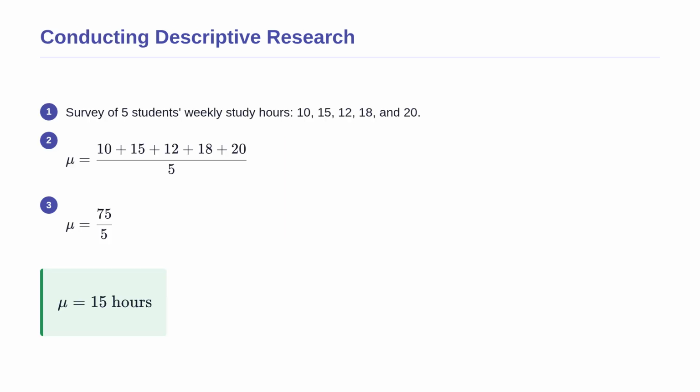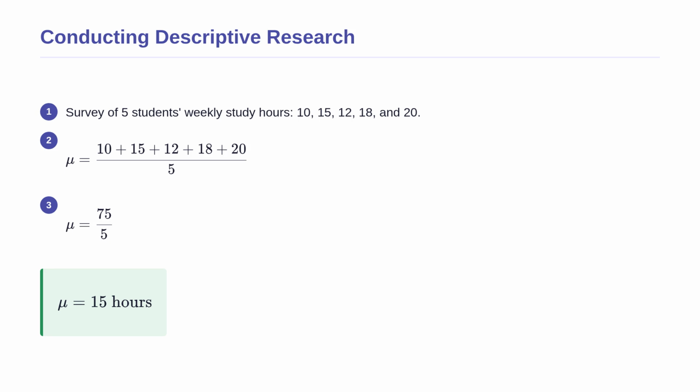Before we move on, let us see this with a concrete example. A university administration wants to understand the current study habits of its freshman class. They simply want to describe the current situation, not why it happens. They survey 5 random students and find they study 10, 15, 12, 18, and 20 hours per week. To analyze this descriptive data, we calculate the arithmetic mean.